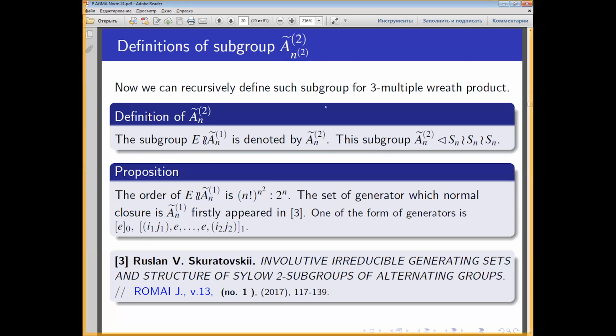Now we can recursively define the normal subgroup A tilde 2n in the Rias product E n tilde 1n, which is denoted by A tilde 2n. This subgroup is normal in the multiple Rias product and has order n factorial to the power n square divided by 2 to the power n. This subgroup is a sub-Rias product too, because we do not have a direct product in the base of this group. We have surely a subdirect product.